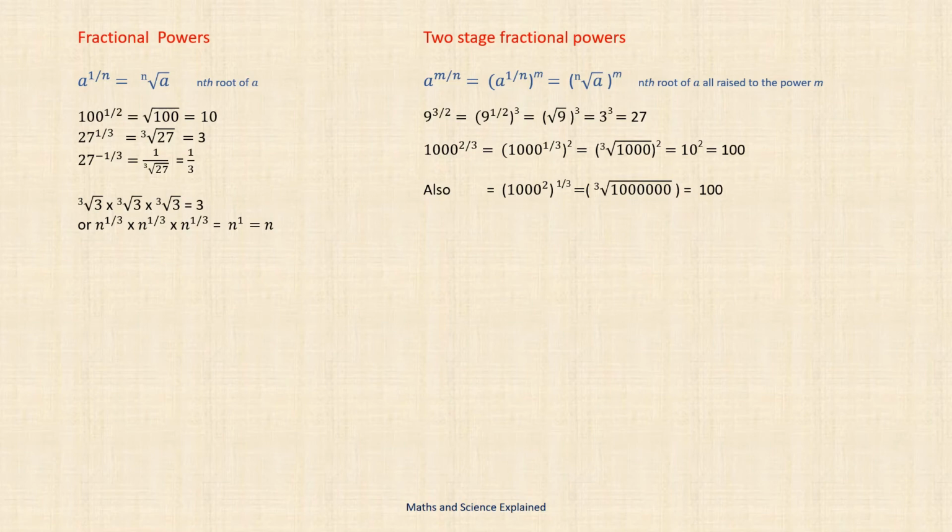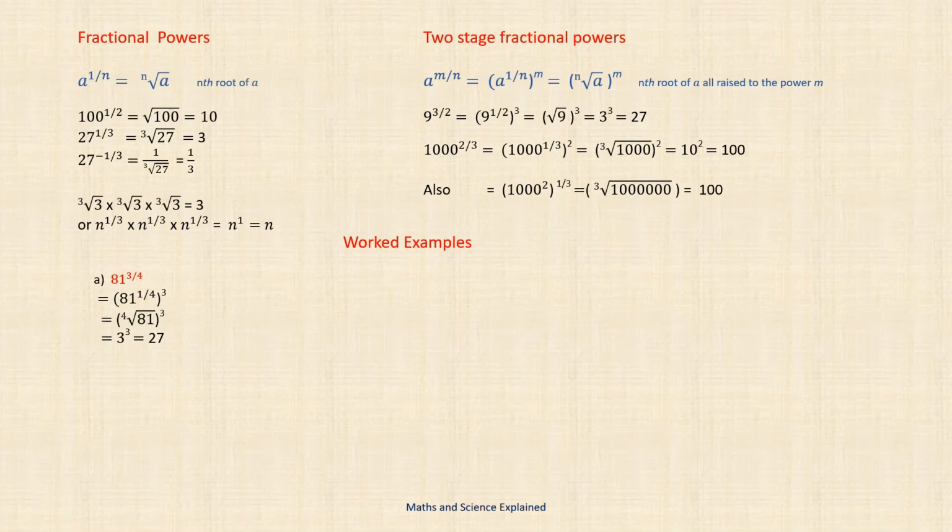Now let's look at some worked examples. 81 to the 3 over 4 is equal to 81 to the quarter, all cubed, or the 4th root of 81 cubed, which is simply 3 cubed, or 27.